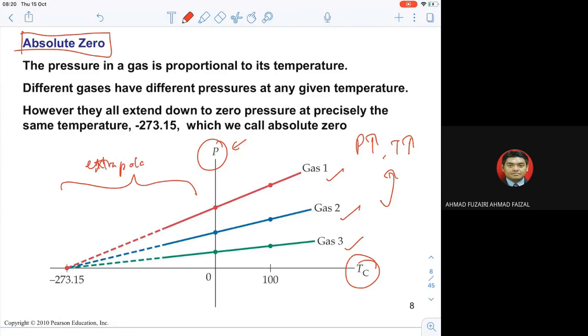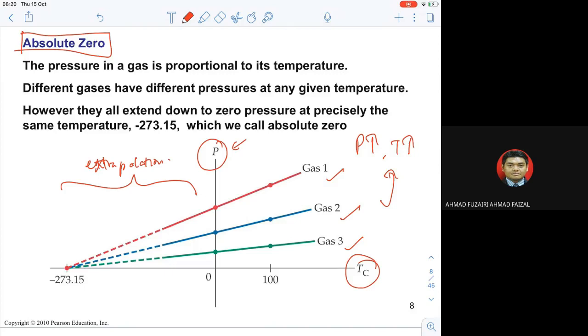Extrapolations. Okay, extrapolate. We will manipulate this graph. And how can we do that? So, we extend the graph, we extend it down to a zero pressure. If we want to know what happened if the pressure is zero, you can look here at gas number 1, number 2, and number 3.